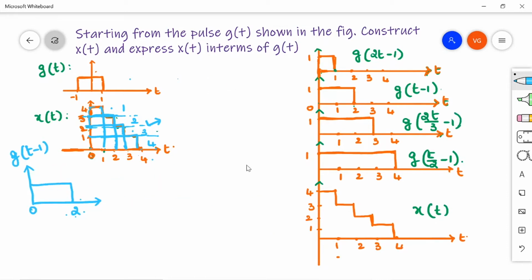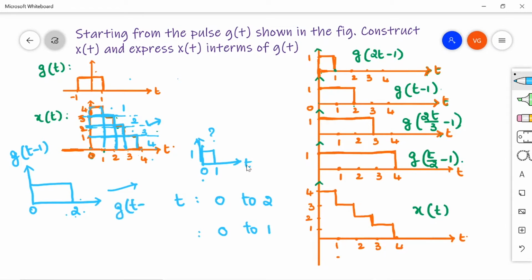Now let us draw layer 1. So layer 1 is like this, right? With an amplitude of 1, time is limited from 0 to 1. So how to develop a signal of this type from g of t minus 1? Here for g of t minus 1, t has the range from 0 to 2. Now I have to shrink the signal to 0 to 1. So for that I have to go with the time scaling method, right?